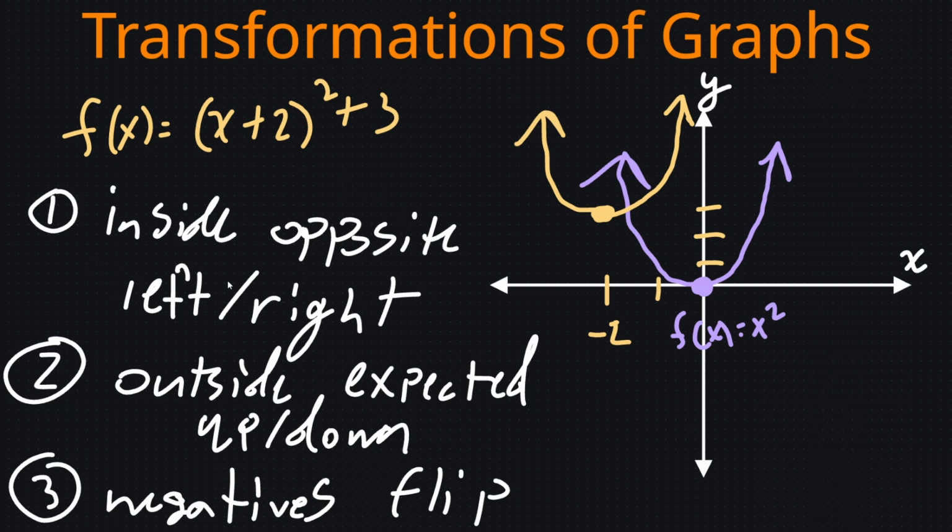And again, all I did was identify what the base graph was, and then look at what kind of transformations are happening to it based off of this system. Inside being opposite, left, right. Outside being expected, up, down, and negatives flipping the graph. Let's see some more examples.